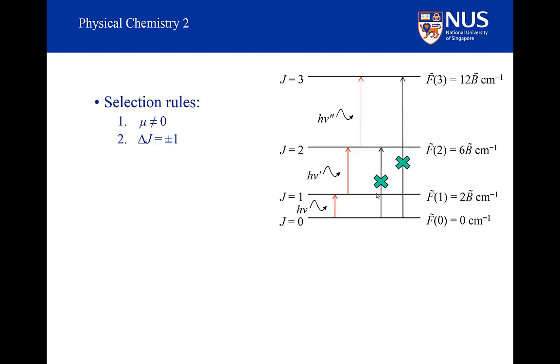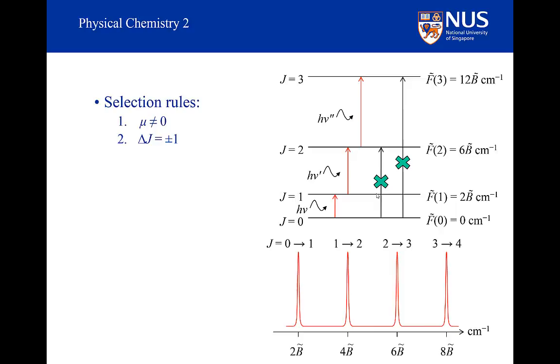So this is the picture we end up with, and these transitions in red, where J changes by plus 1, are all allowed, and these transitions which I have crossed out, where J is changing by 2 or 3 respectively, are not allowed. This leads to our spectrum.